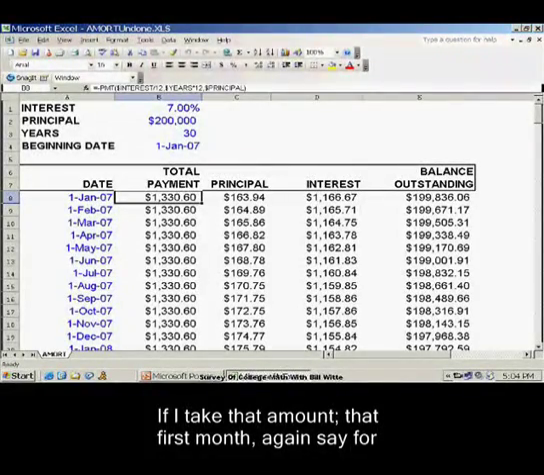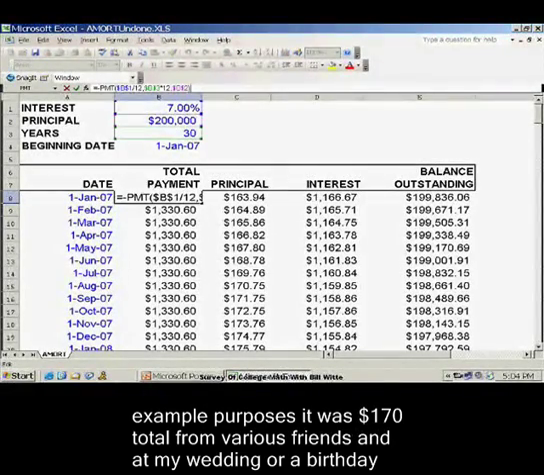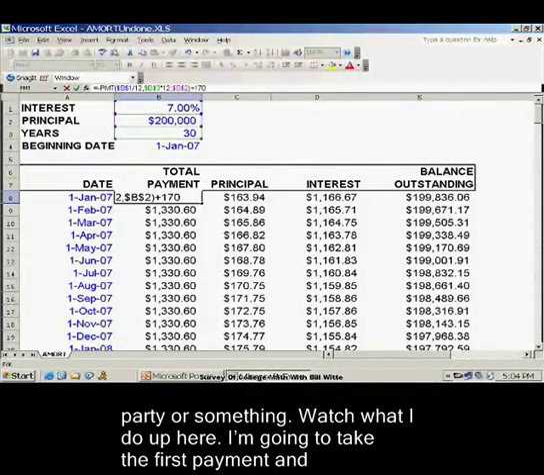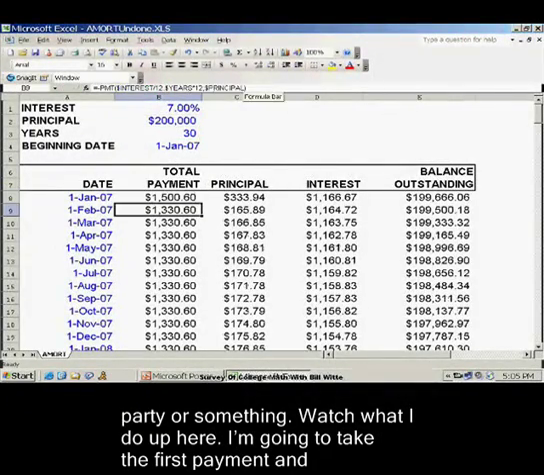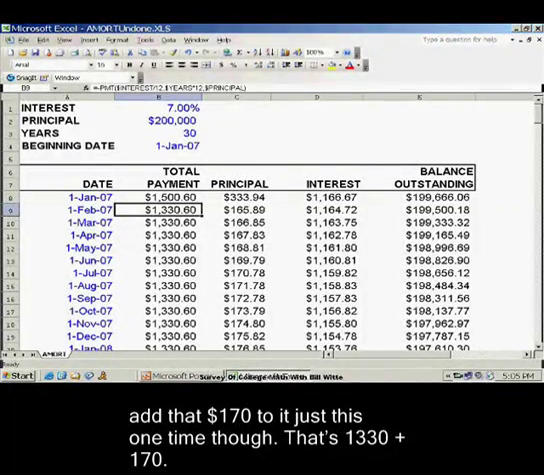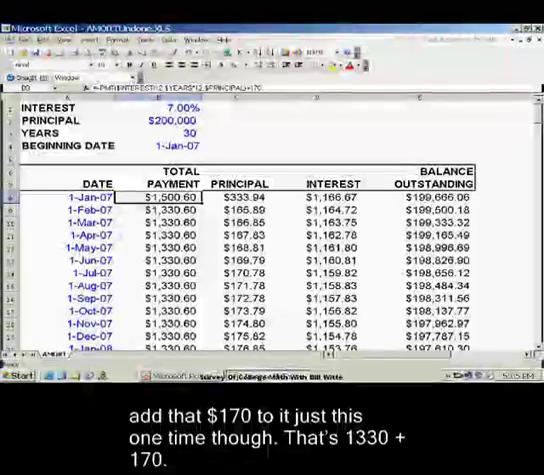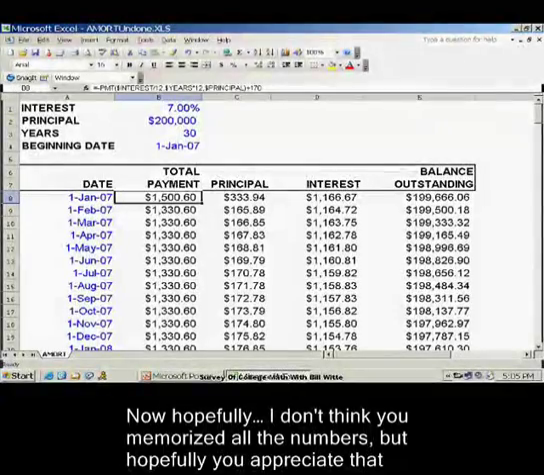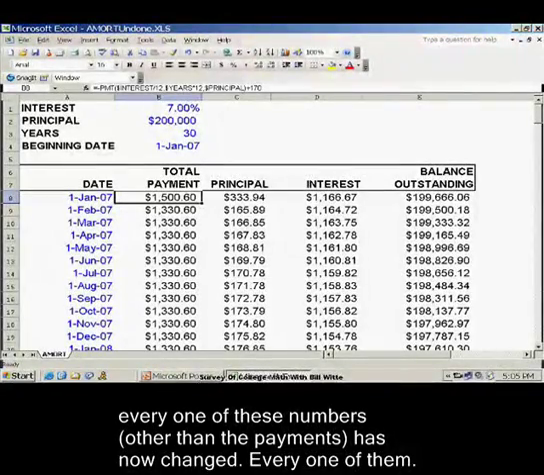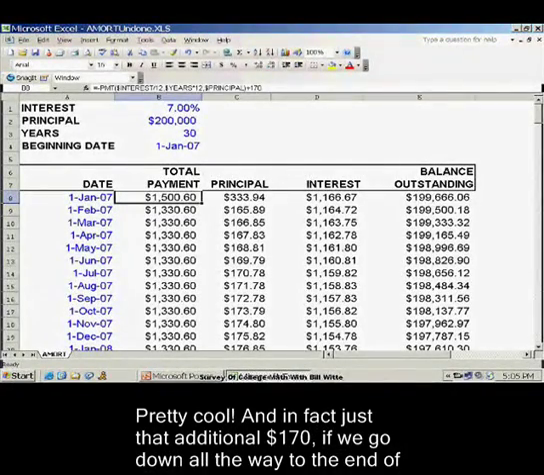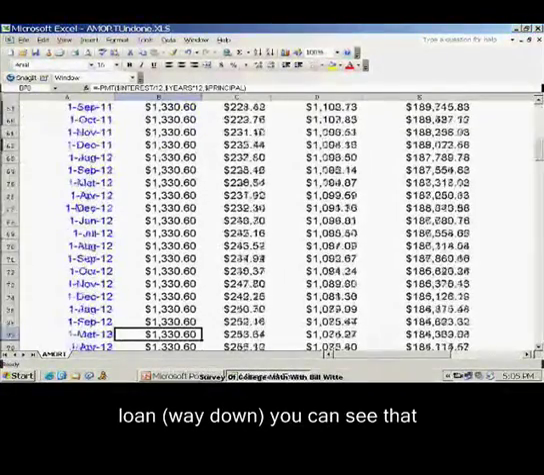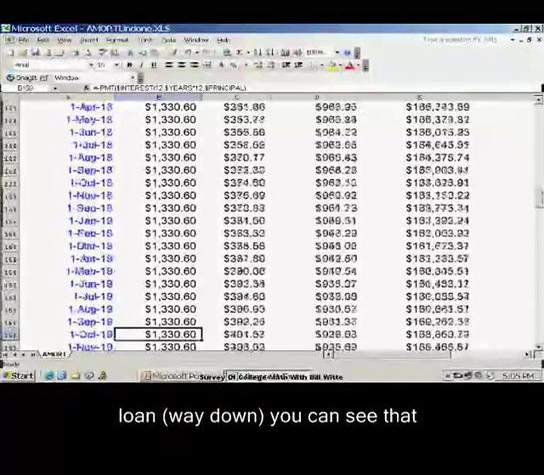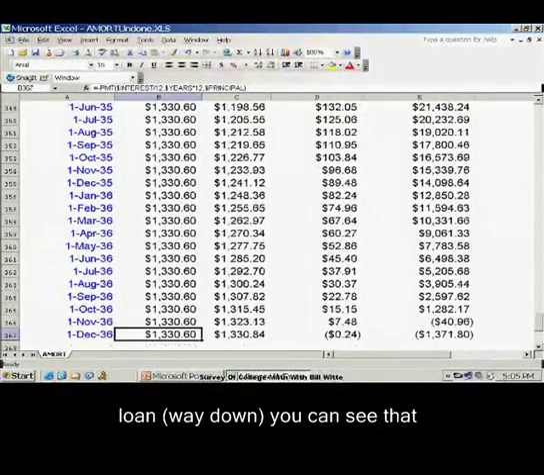And watch what I do up here. I'm going to take that payment and I'm going to say add $170 to it. Just this one time. So 330 plus 170. I'm going to pay $1,500 just this one time. Now hopefully, I don't think you memorized all the numbers, but you're going to appreciate every one of these numbers now has changed. Every one of them. Pretty cool. And in fact, just that $170, if we go all the way to the end of the loan, and I go way down, it's going to take me a long time and I can't wait, so I'm going to go down.